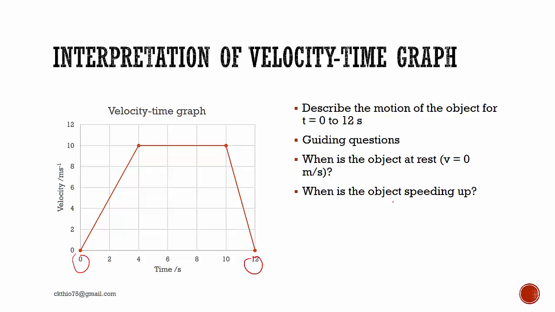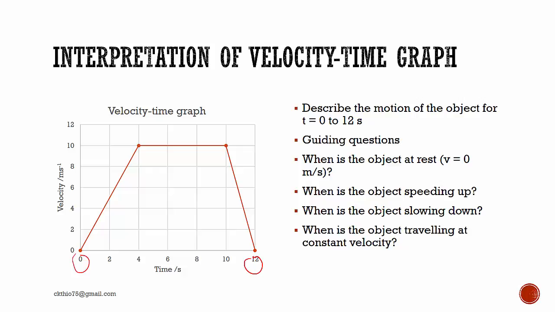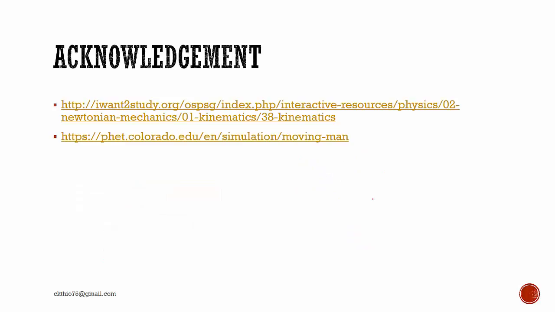When is the object speeding up? And can you find the acceleration of this object? And when is the object slowing down? And also, can you find the acceleration of this object? When is the object traveling at constant velocity? So which time frame is the object traveling at constant velocity? Okay, so that's the end of this lesson. Next lesson we'll be talking about non-uniform acceleration of velocity time graphs.